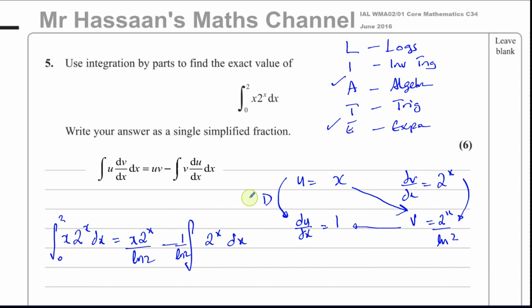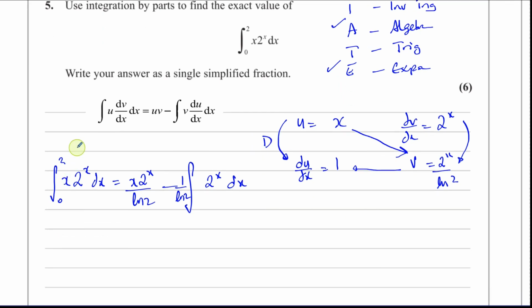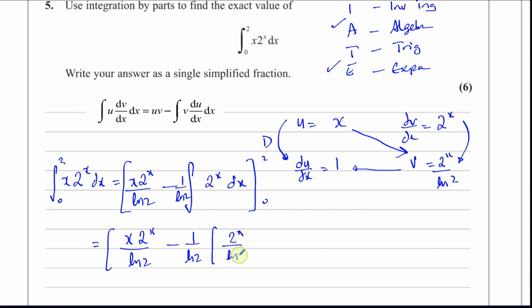All right, so now I can integrate this, and what I like to do when I use this method is put a big bracket here, because it's a definite integral, put 2 to 0. You don't really have to do that. You can put them at the end. I just like to do that. So now we have x times 2 to the power of x over ln 2 minus 1 over ln 2 times 2 to the power of x over ln 2. That's how you integrate that. And you have your limits of 2 and 0.